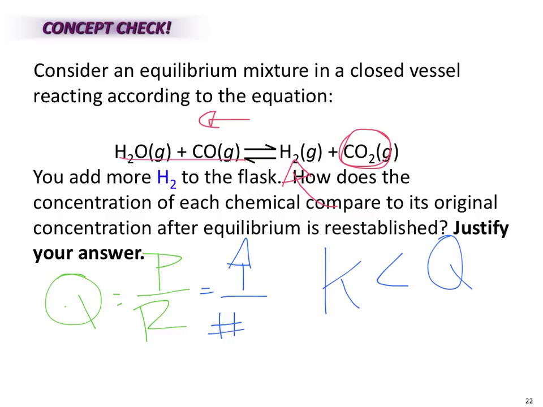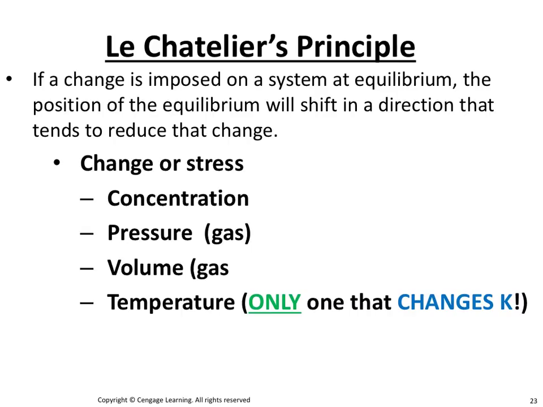Okay? All right. So Le Chatelier's principle: if a change is imposed on a system at equilibrium, the position of equilibrium will shift in a direction that tends to reduce that change. There are 4 ways that we can reduce the stress. Over on the left-hand side, these 2 right here go together. So you have to know how they are connected.